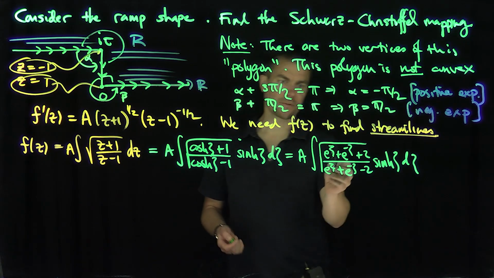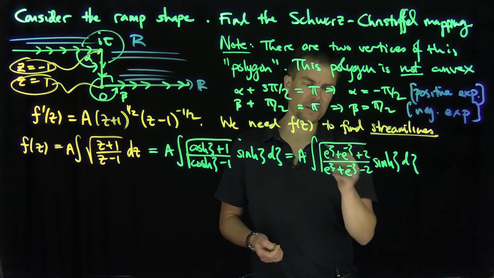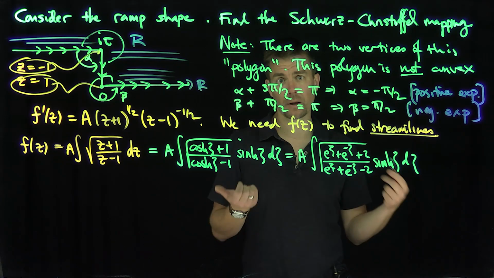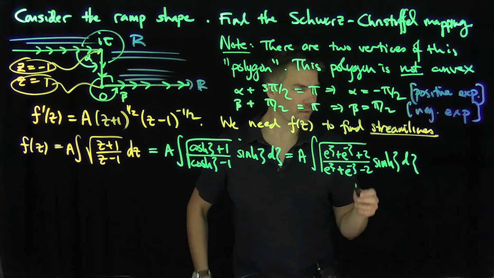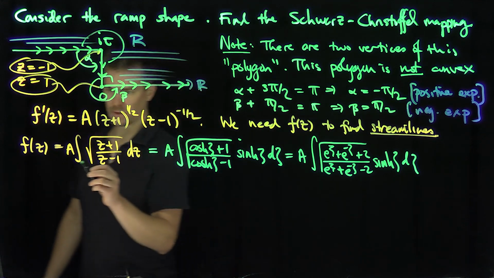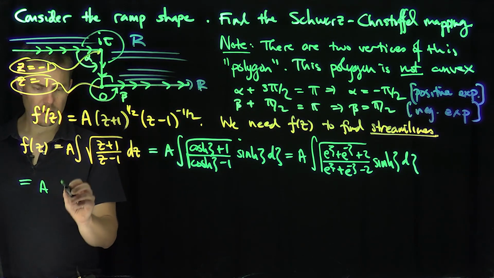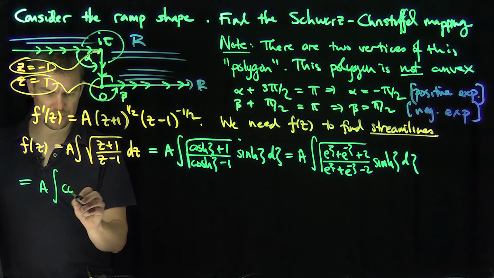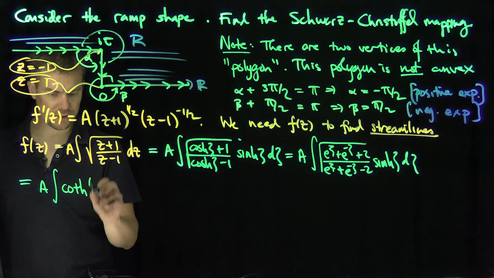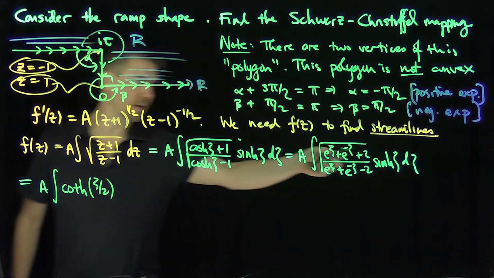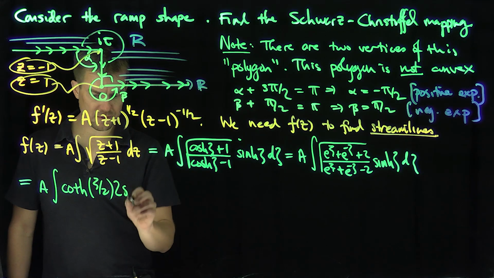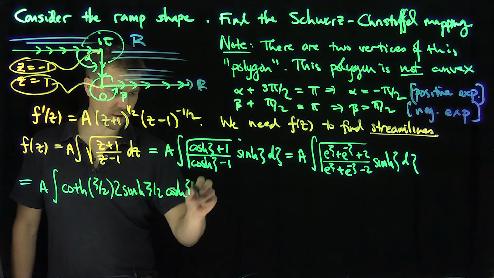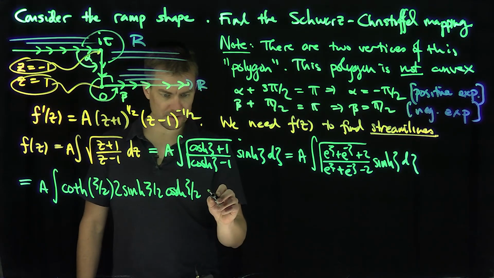Now, of course, what is this? That's a perfect square: e to the zeta over 2 plus e to the negative zeta over 2, squared, over e to the zeta over 2 minus e to the negative zeta over 2, squared. So that's the hyperbolic cotangent of zeta over 2. So this is going to be a times the integral of hyperbolic cotangent of zeta over 2, times, by the double angle formula for sinh, twice sinh of zeta over 2 times cosh of zeta over 2, d zeta.